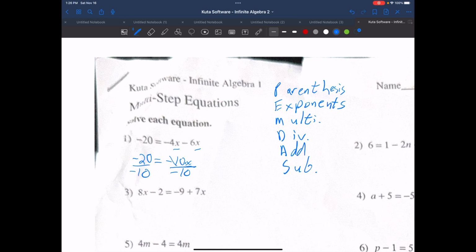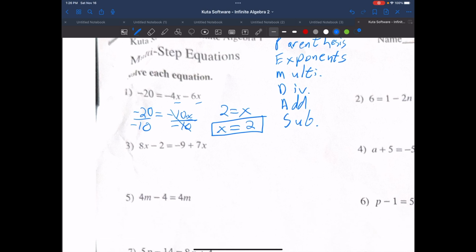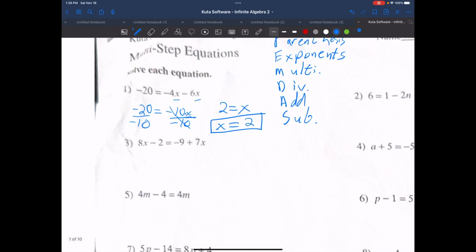So this negative 10 and negative 10 will turn to 1. And negative 10 into negative 20, 10 will go into 20 two times, and the negative and the negative will be a positive. So I'll end up with 2 is equal to x, or if I want to write it neatly, I'll just switch the places around: x equals 2. We want to go ahead and square in our answer, that way we know that's our final solution.